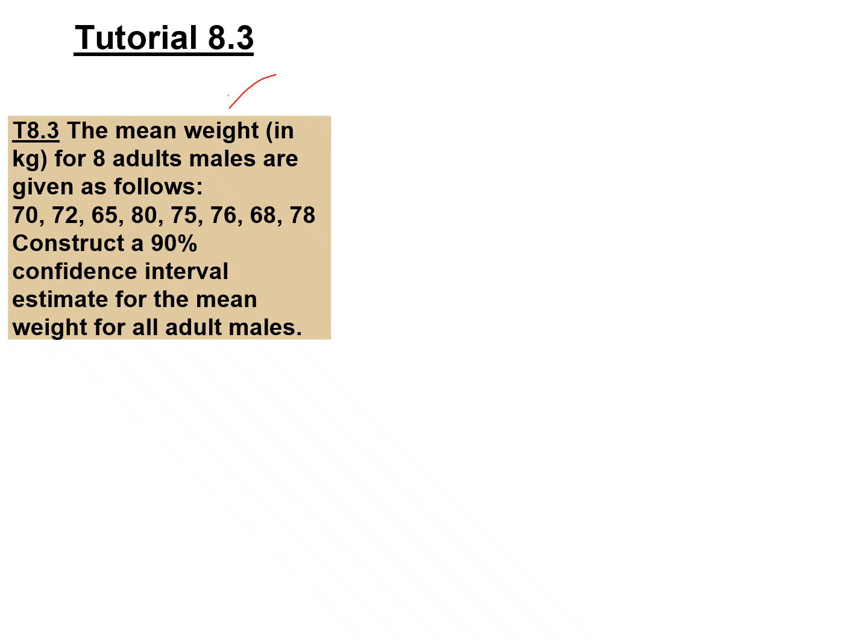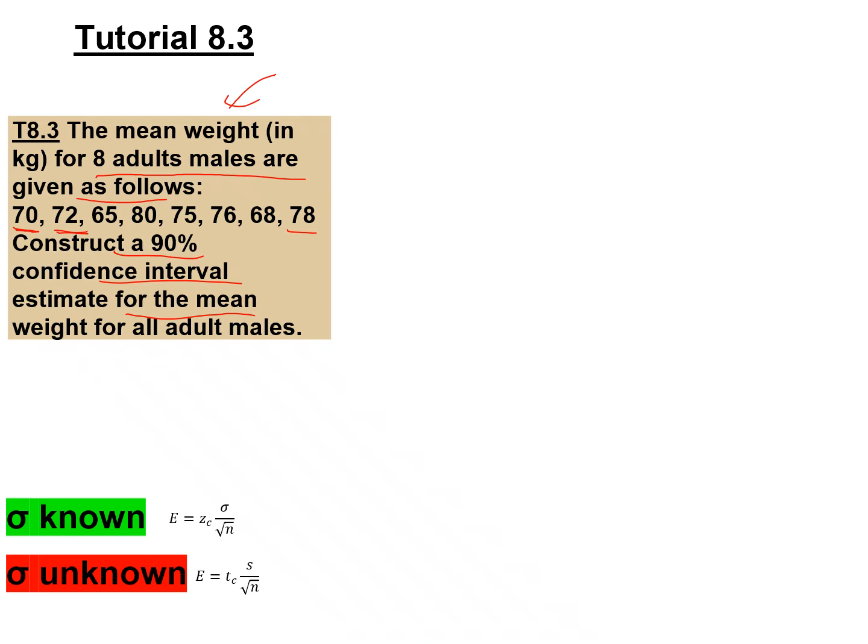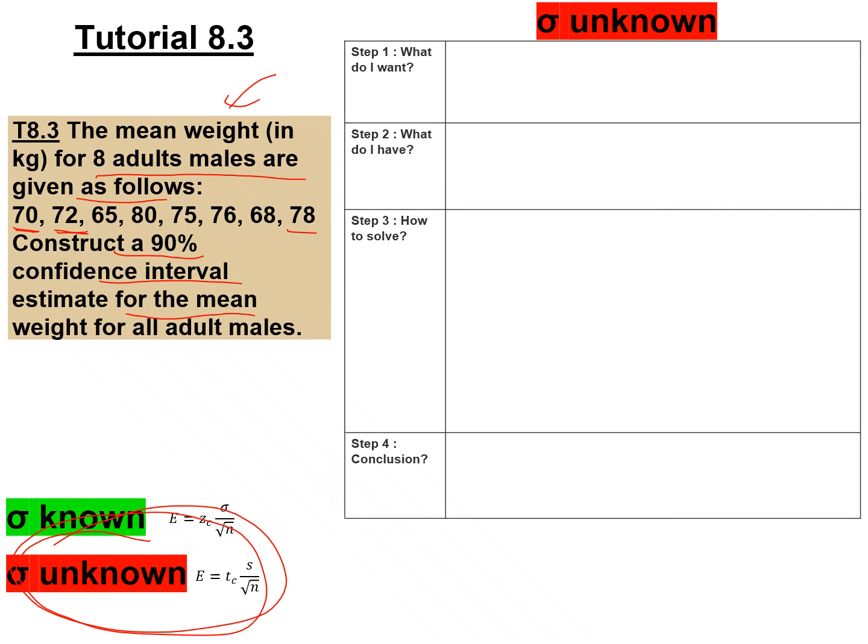The mean weight of 8 adults is given as below: 70 kilograms, 70 kilograms, 72 kilograms, and the last one is 78 kilograms. Construct a 90% confidence interval. Estimate the mean weight for all the adult males. In this problem, we don't have the population standard deviation, so we're going to use the sigma unknown case.